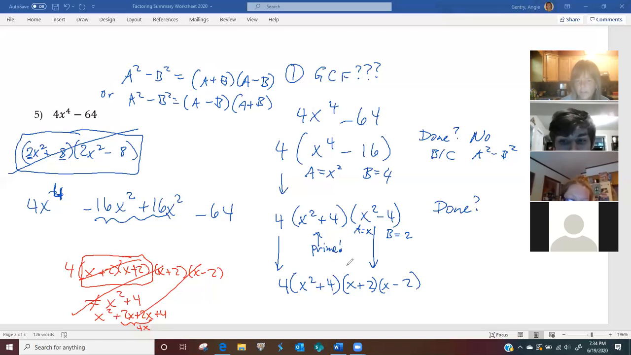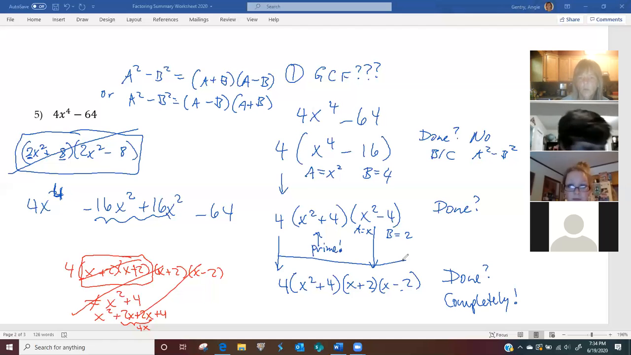So personally, I like this better. Now I'm going to ask, am I done? So this is where Markeisha said, hey, factoring completely, that's a little tricky. Now this is completely factored because nothing else is factorable. This is done. So there's your final answer.